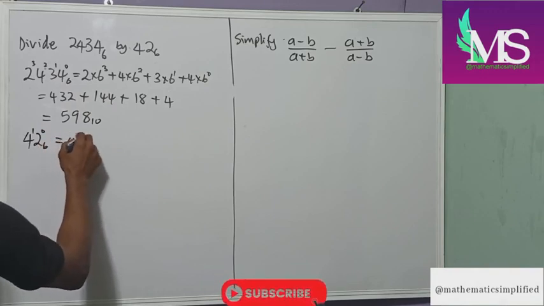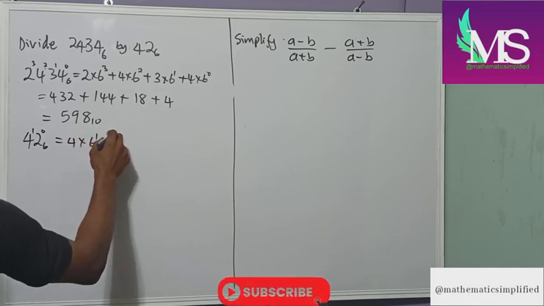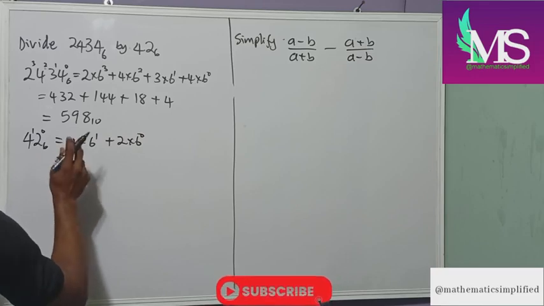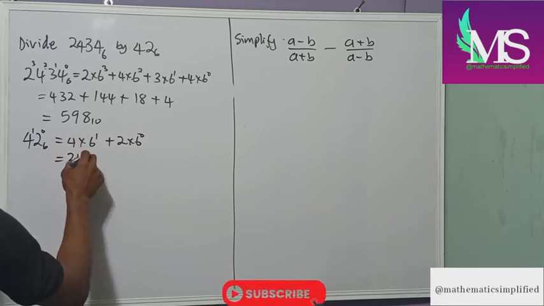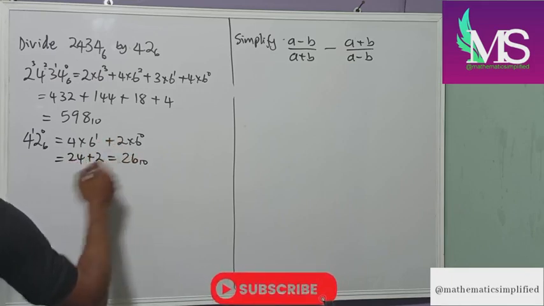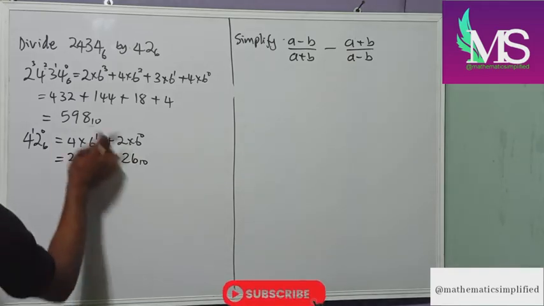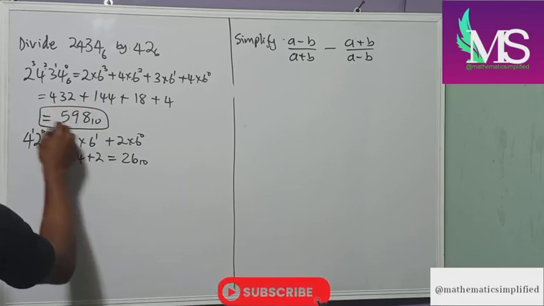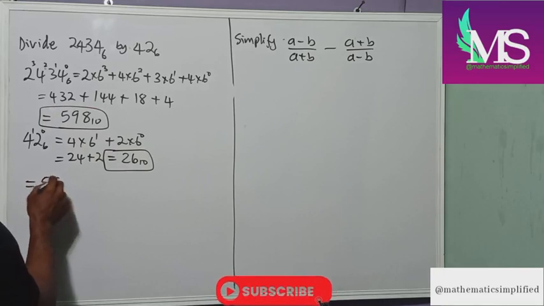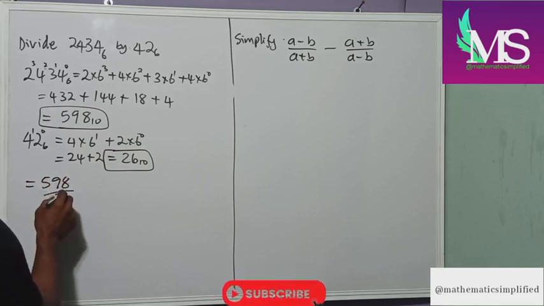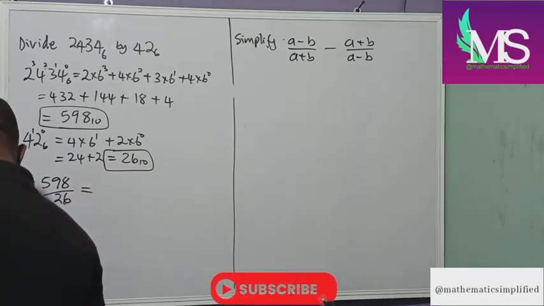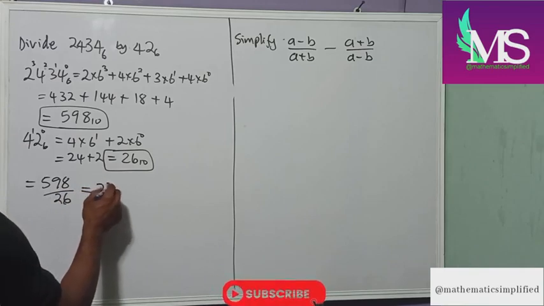Now let's convert 42 base 6 to base 10. This becomes 4 times 6 raised to the power 1 plus 2 times 6 raised to the power 0, which gives us 24 plus 2, which will give us 26 base 10. Now, we divide this by this. So this becomes 598 divided by 26. So 598 divided by 26 will give us 23.